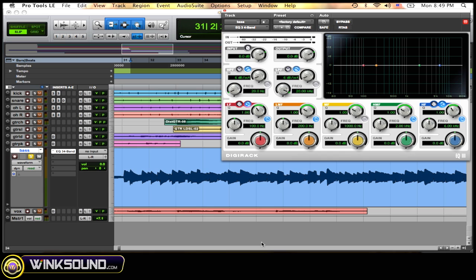So with the 4-band parametric EQ, there's 4 different spots, regions, if you will, that you can raise or lower the frequency, which is the whole idea of EQing. The low frequency, the low mid frequency, the high mid frequency, and the high frequency.